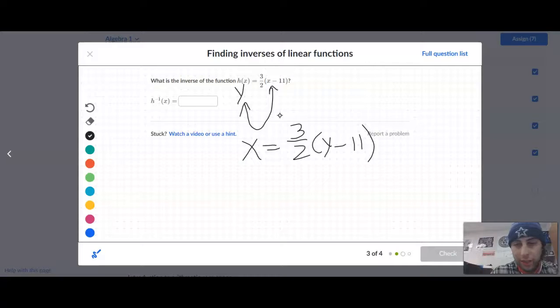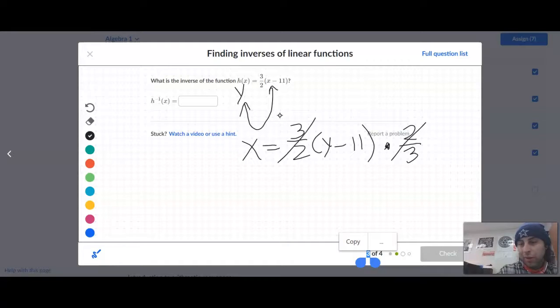And then I need to solve for this y. Now, I know this looks like the loner, but when you have parentheses, I've got to get rid of this fraction first. To get rid of this fraction, I multiply by its flip. So times, the flip of 3/2 is 2/3. The reciprocal. Now it's going to cancel that out.